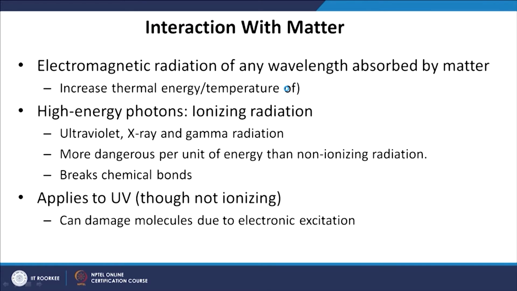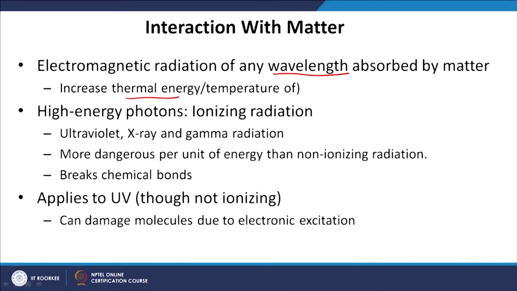Now, how does this radiation interact with matter? Electromagnetic radiation can be absorbed by matter, whether it is solid, liquid or gas. All the wavelengths, that means starting from X rays to radio waves, all sorts of wavelengths can be absorbed by matter, and the manifestation of this absorption of radiation will be the increase in internal energy of the matter. So, it increases the thermal energy or temperature of the matter.